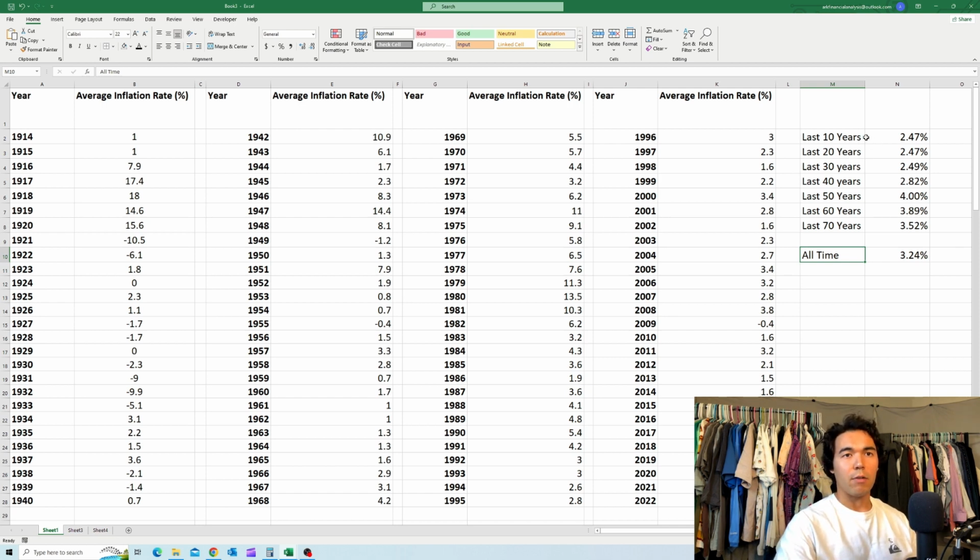So let's start with 10, right? For the last 10 years, 2022 to 2013, the inflation rate was 2.47%. For 20 years, it was 2.47, 30 years, 2.49, 40 years, 2.82, 50 years, 4.00, so 4%. 60 years was 3.89%, and 70 years was 3.52. And finally, from all time, 1914 to 2022, the inflation rate on average was 3.2%.